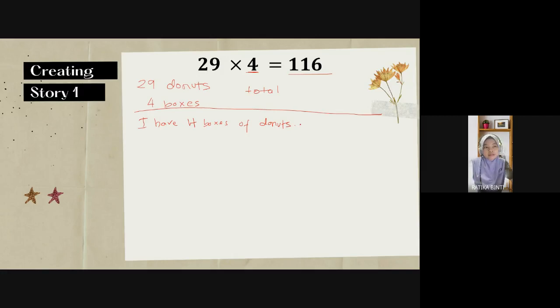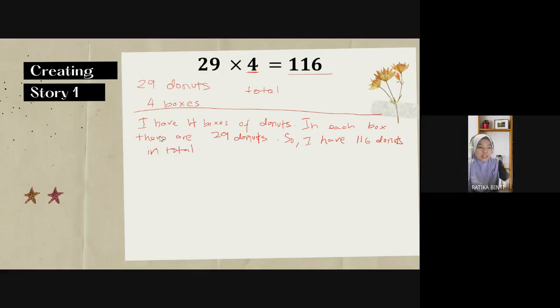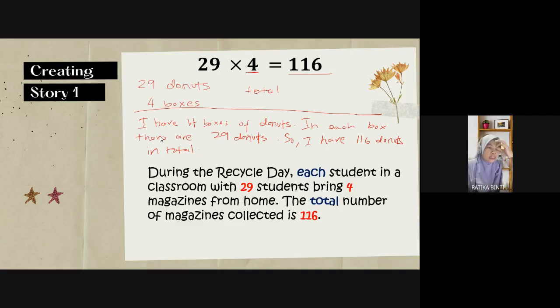Then, in each box, there are 29 donuts. So, I have 116 donuts in total. Okay, that is the example. Okay, kita tengok contoh jawapan.